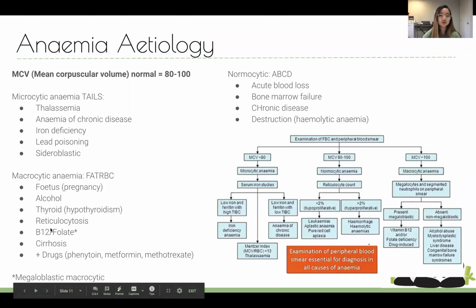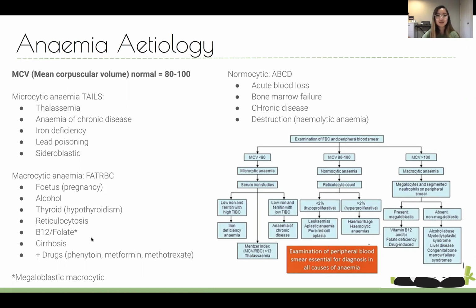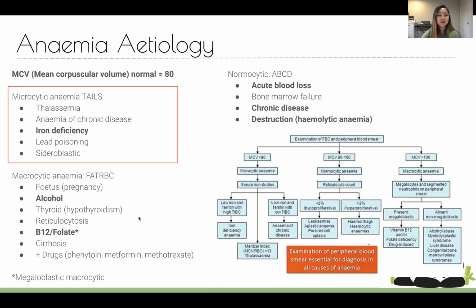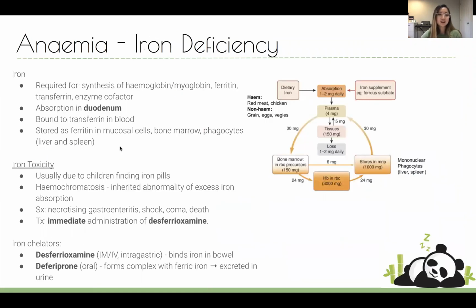B12 and folate deficiency is also megaloblastic, and that just means that your neutrophils also have lots of nuclei, so they're multinucleated, more than normal. I think it's more than 5. So yeah, these are the normal ones. You at least have to remember these ones, but they're not too hard to remember, and it's a very common examination question. So we'll go through some of the microcytic anemias, mainly just iron.